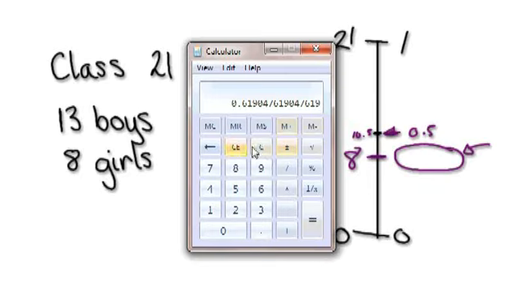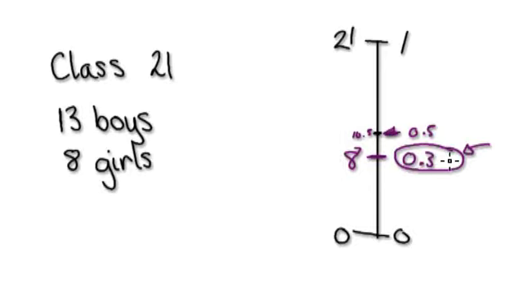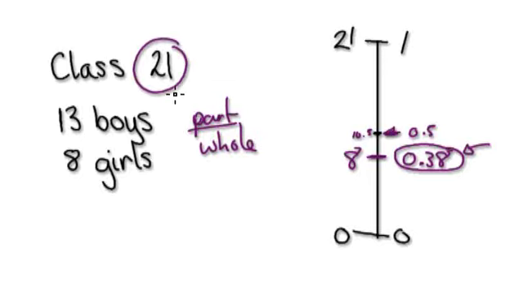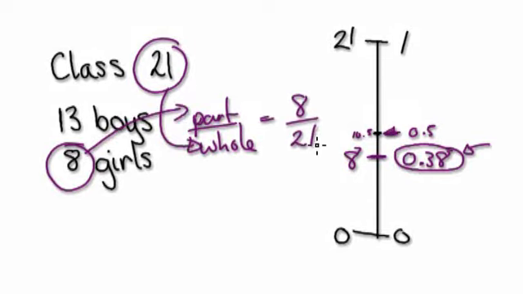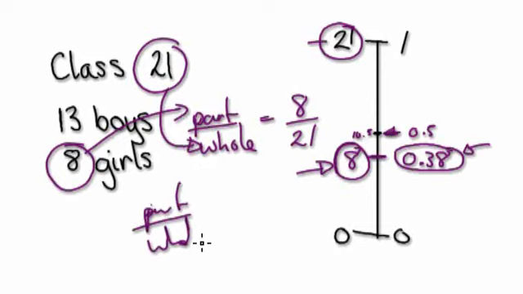So you would jump to your calculator, clear this. 8 divided by 21 equals 0.38. So remember, it's always the part divided by the whole. In this case, the whole is the 21, and because we are talking about girls only, the question is saying what percentage of the class are girls. We don't care about the boys here, so it would be 8 over 21, which is what we've done. This is your part here. This is your whole here. So it's always part divided by whole.